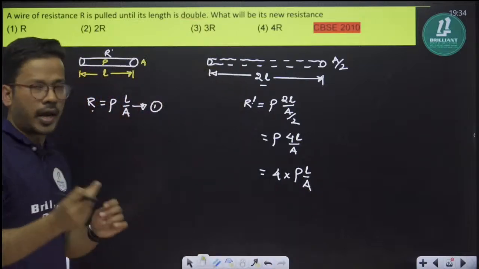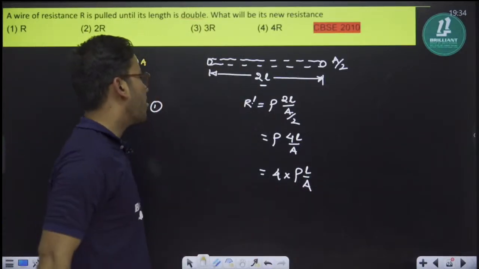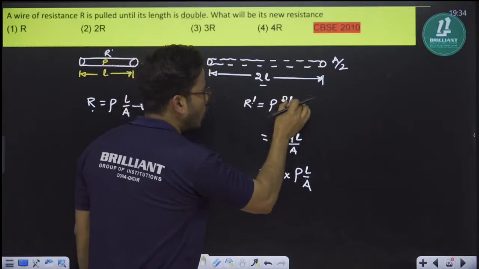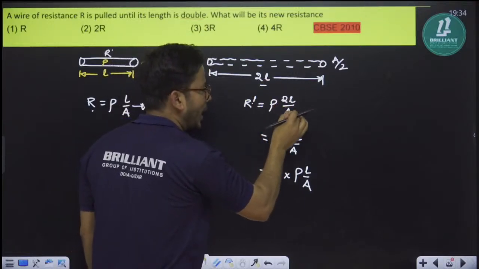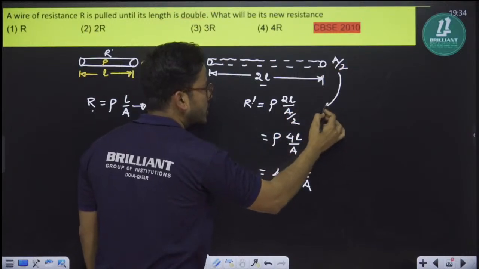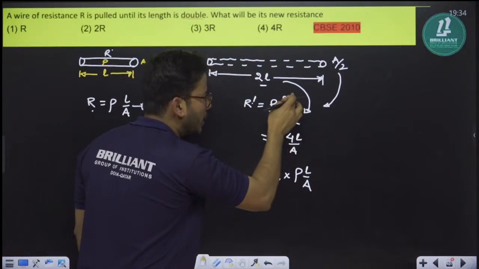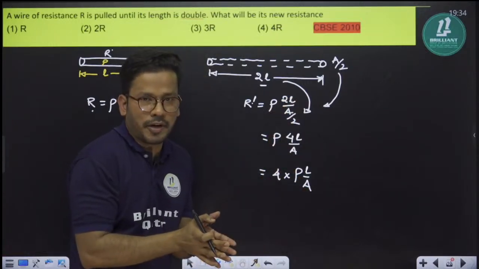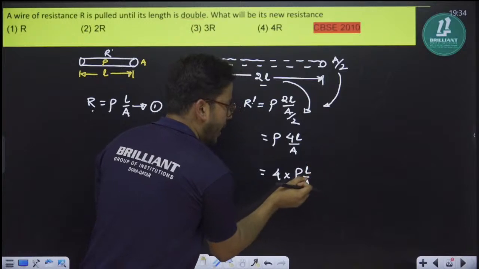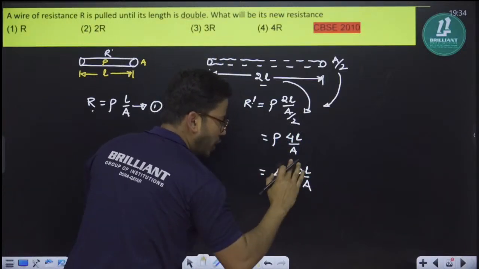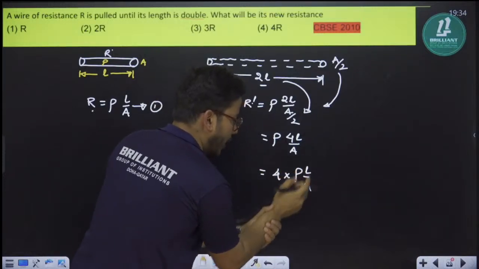See once again what happened here. R is equal to rho, replacing L, I have written twice L, and replacing A, I have written A by 2. So these are the values which I have kept. After that, this 2 will multiply on the top. I know this much mathematics, everybody knows. So it becomes 4L, and I will take this 4 outside. When I took this 4 outside, what is left on the other side? You will tell rho L by A.